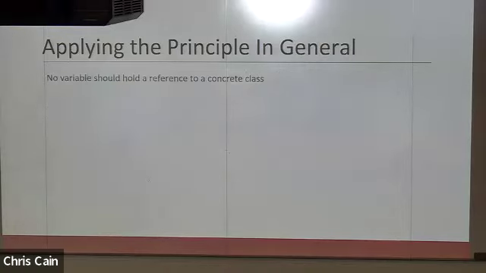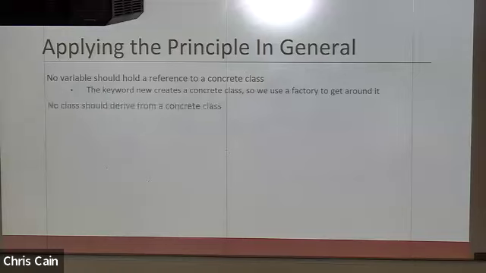Some things you should keep in mind if you're applying it in general: no variable should hold a reference to a concrete class. Notice that nowhere in the pizza class is there a pepperoni pizza or a New York style pepperoni pizza variable of any kind. In the abstractions, you only talk about abstract things. The keyword new creates a concrete class. If you want to be able to create an abstraction, like I just want a new pizza, I don't know what type it is yet, but I still need it back, then you can use the factory pattern to figure that out and get around using the new keyword.